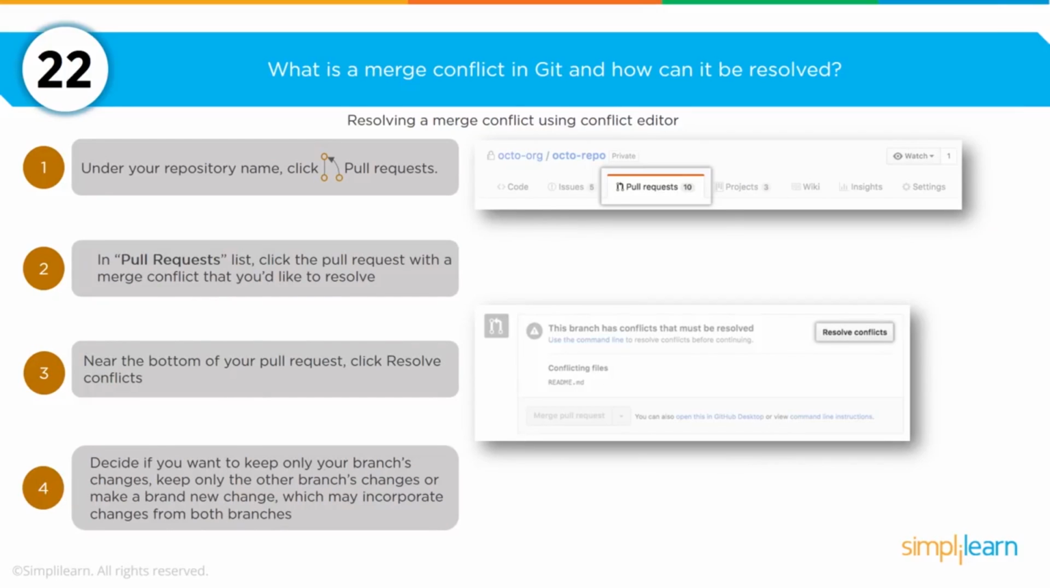The first step would be under GitHub. You want to be able to pull the repository name and then the pull request around that repository. In the pull request list, click the pull request with a merge conflict that you'd like to resolve. That will pull up a file that will list out all of the conflicts for you. Near the bottom of that file will be a list of the requests that need to be resolved, and if you need to make a decision on which branches you want to keep or which ones you want to change, that will have to be something you put in instructions inside of the file.